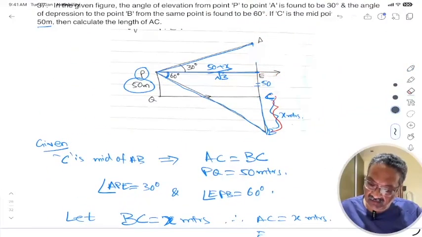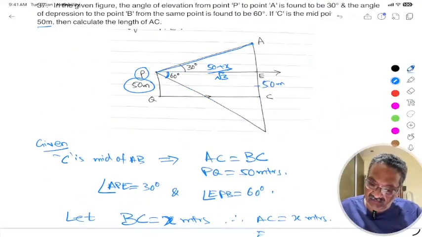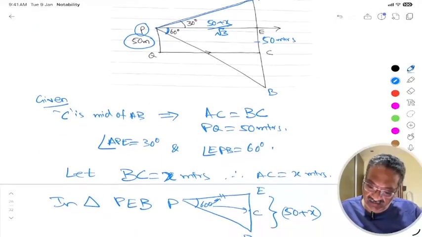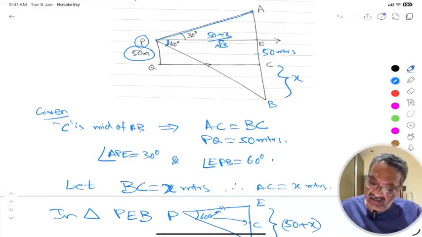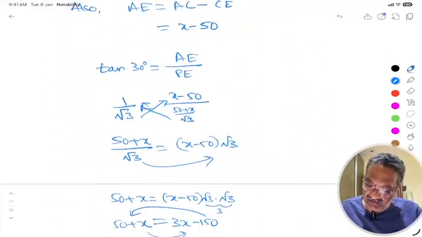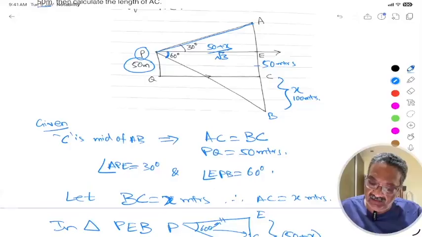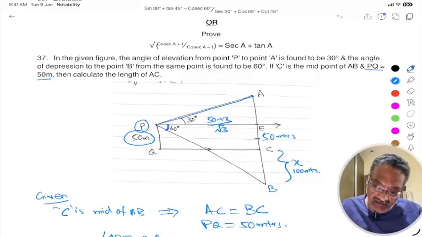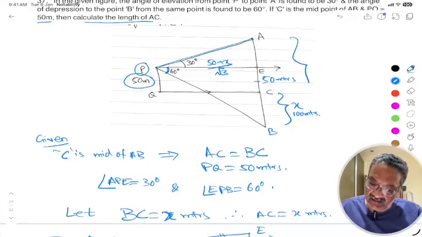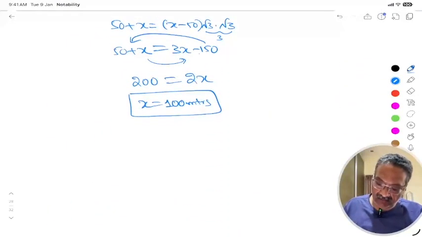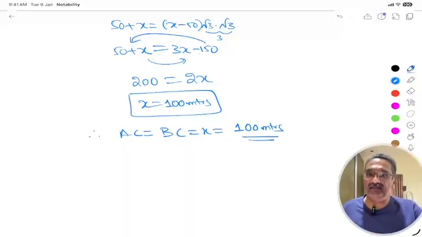So what is x now? I had assumed BC as x. So this is x. Alright. So we got x as how much? 100 meters. Now what they have asked: calculate the length of AC. They want AC. What is AC? AC is equal to BC. AC is nothing but 100 meters. Therefore, AC is equal to BC is equal to x is equal to 100 meters.